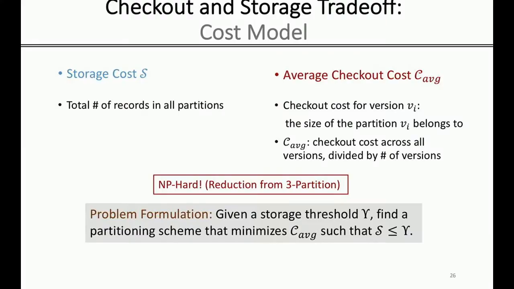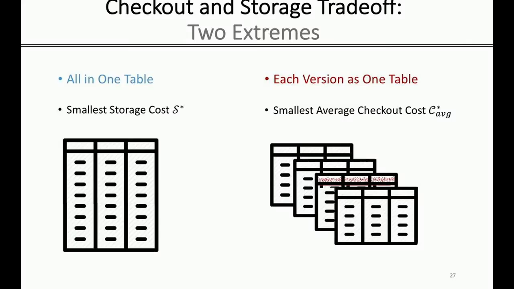We prove that this is an NP-hard problem by a reduction from the 3-partitioning problem. In the following, I will show an approximation algorithm for this. Before we introduce our proposed algorithm, we first look at two extreme cases to get some intuition behind it. At one extreme, if we store all the versions inside one single table, then the storage cost will be minimized because each distinct tuple appears exactly once.